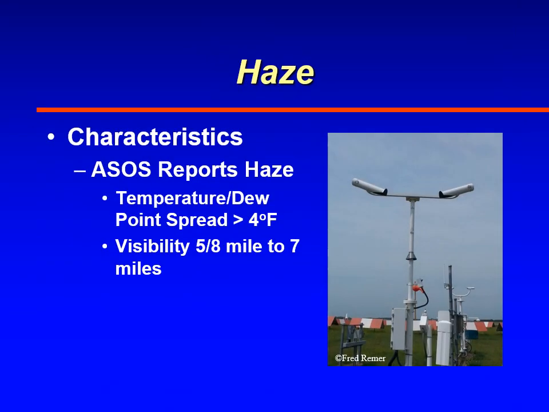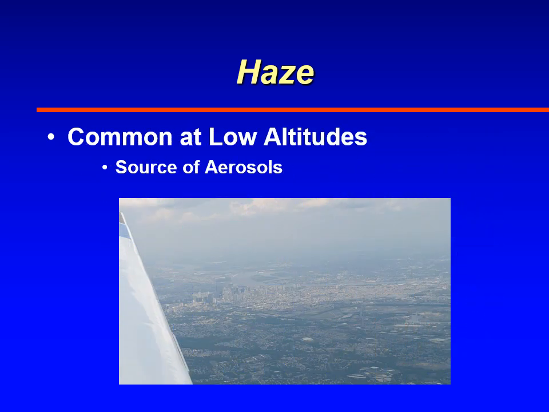Haze is reported by an ASOS machine when the temperature and dew point spread are greater than 4 degrees Fahrenheit. That's kind of significant. If it's greater than 4 degrees Fahrenheit, it means that it's dry. The air is not close to saturation. You're not going to get water particles. It's going to be mostly just aerosols, and the visibility between 5/8 of a mile to 7 miles. You'll find haze at low altitudes because typically the surface of the earth is where all the aerosols are coming from.